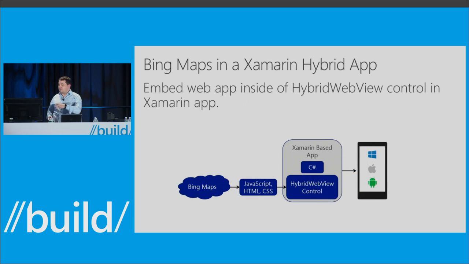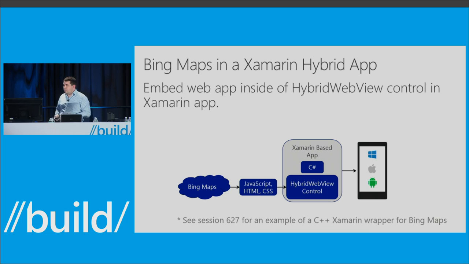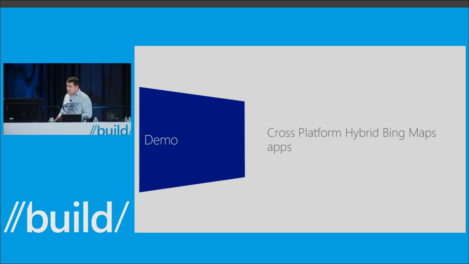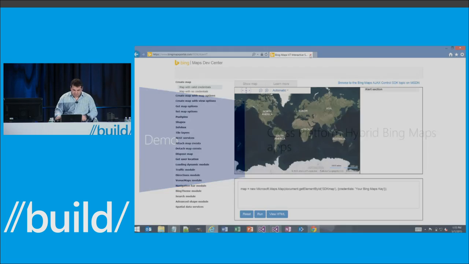A Xamarin app is a little bit different, the approach I was mentioning earlier. We can use the hybrid web view control and then pass that into a C# app inside of Xamarin. So yeah, the session I was talking about with the native wrapper for Xamarin was session 627, so you might want to check that one out as well. I'm already in contact with the speaker to see if I can get a copy of their code. So let's take a look at some code samples and some demos.